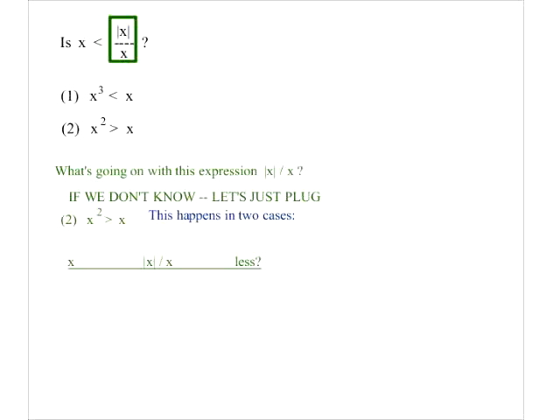So that also happens in 2 cases. It happens in the case of positive numbers greater than 1, and then all negative numbers. Because if you have a negative number, then x squared is positive, so it'll be bigger. So let's try some of these. Let's try 1.01. Let's try 5. Let's try 10,000.